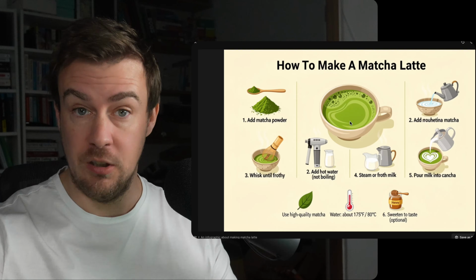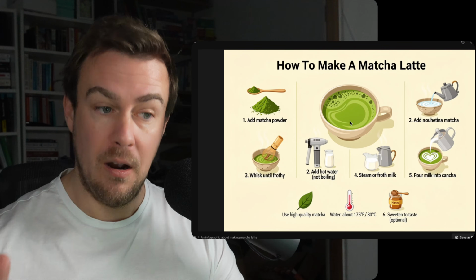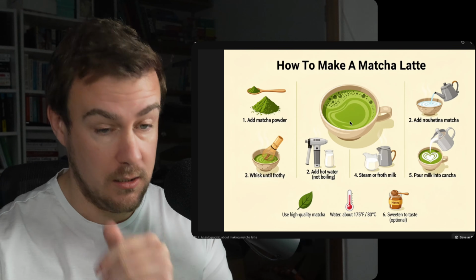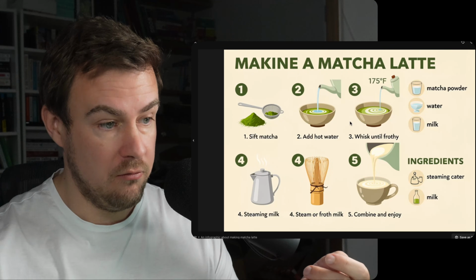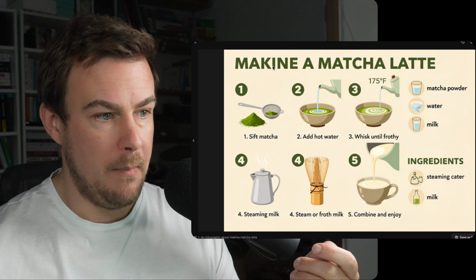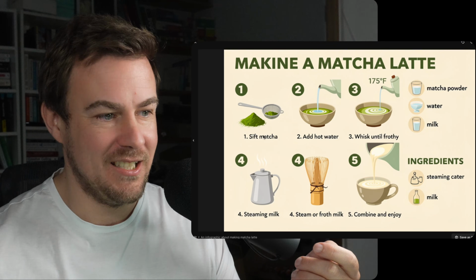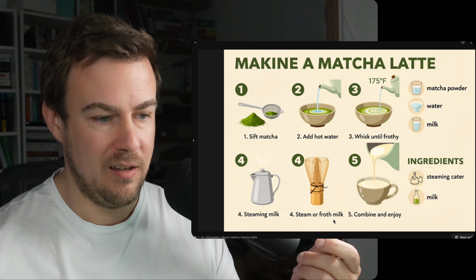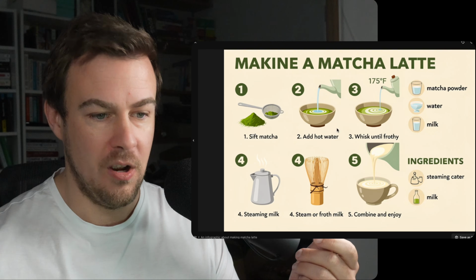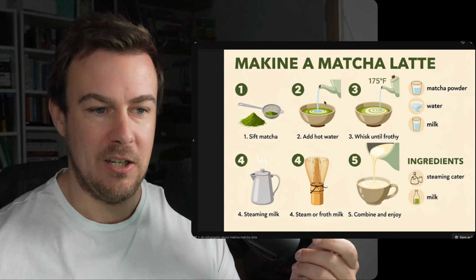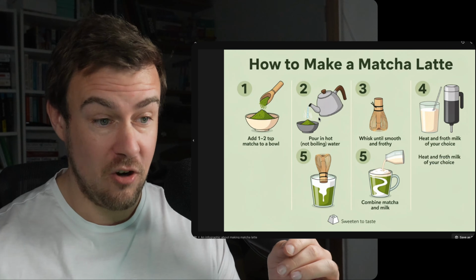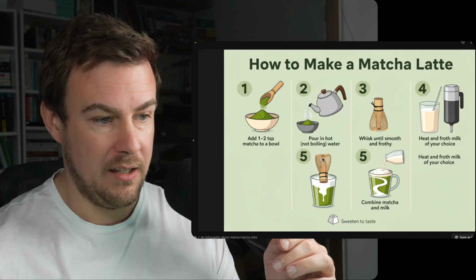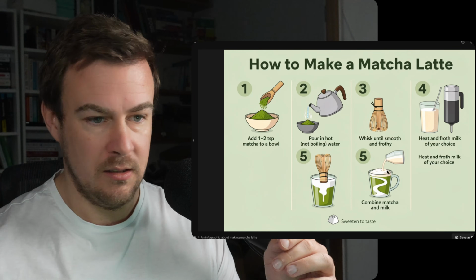Nano Banana Pro would have been able to knock this out of the park. However, Nano Banana Pro is specifically built for that kind of task because it runs it through the reasoning model. Make matcha latte. Sift matcha, add hot water, whisk until frothy, steaming milk, steam or froth milk, combine or draw. I don't actually know how you make matcha latte, but this seems kind of right. Pour in hot, not boiling water. I think here they're whisking it the wrong way.